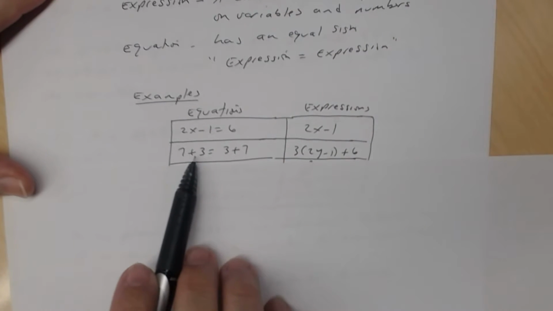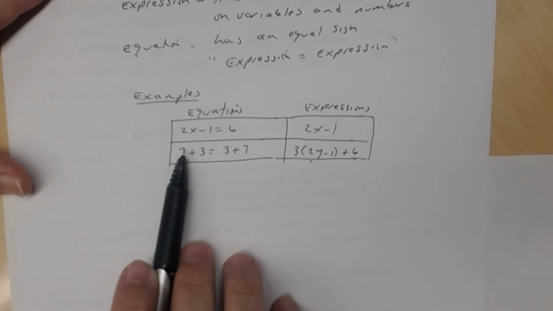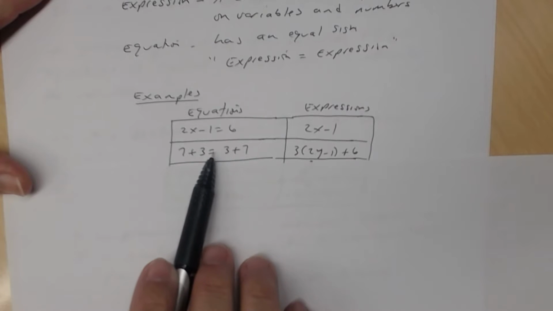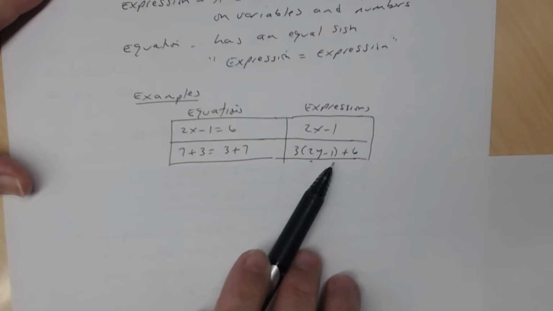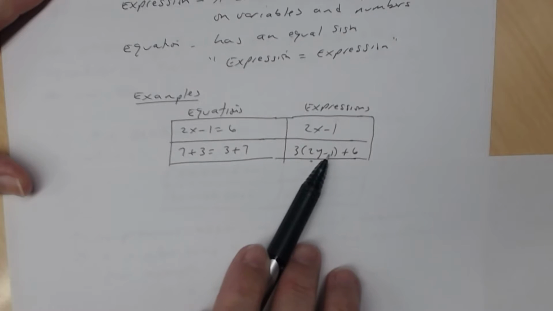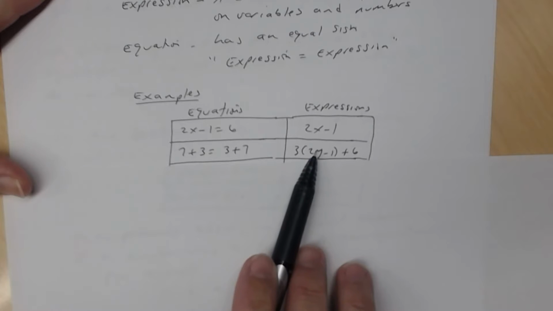Now here's an equation, 7 plus 3 equals 3 plus 7. Although there's no variable there, it's still called an equation because you have this expression and you have this expression, and we're saying they're equal to each other. Here, this is not an equation because there's no equal sign, but it's an expression. And in this case, it has parentheses, and so you're going to see later on in another lesson that you're going to have to use the distributive property.